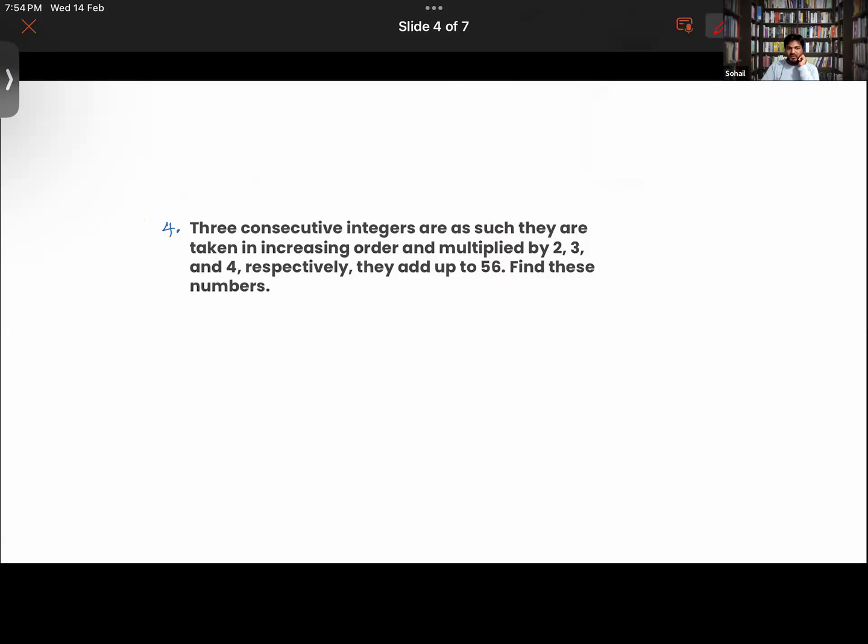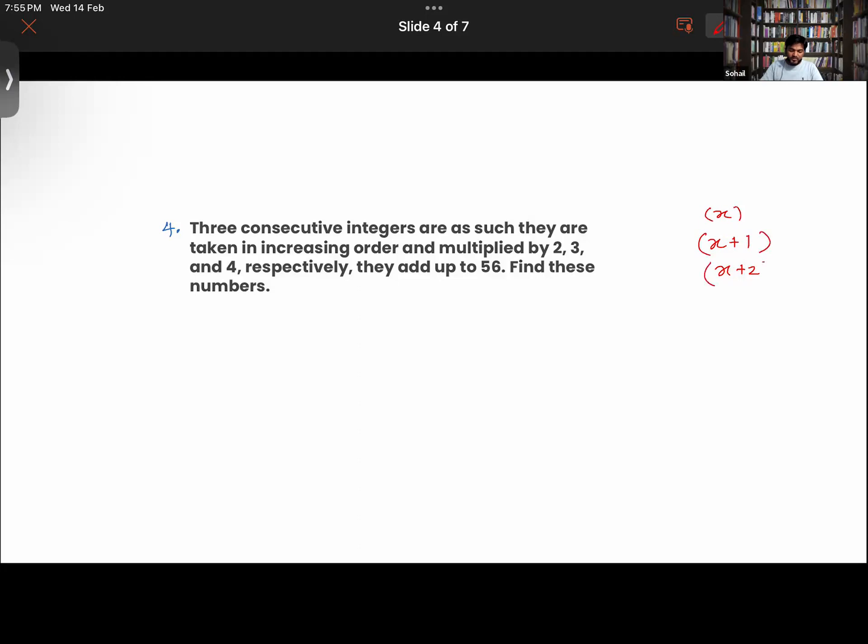Arhan, tell me, what are the three consecutive integers which you will be taking here? We have to take three consecutive integers. So how do we take that? Sir, we would take the first integer as x, then x plus 1 and then x plus 2. Very good. You have to take only three: x, x plus 1 and x plus 2. Yes, sir. Okay, so Arham, you have got the hint to solve this question.